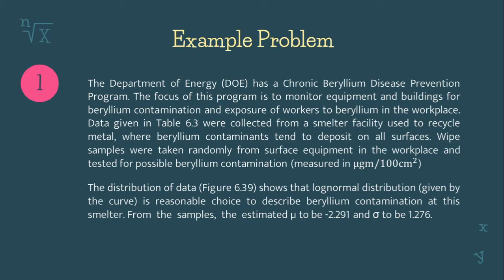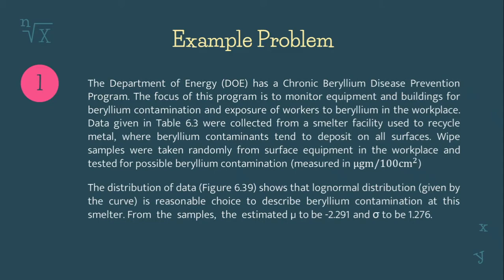Example problem number 1. The Department of Energy has a chronic beryllium disease prevention program. The focus of this program is to monitor equipment and buildings for beryllium contamination and exposure of workers to beryllium in the workplace. Data given in Table 6.3 were collected from a smelter facility used to recycle metal where beryllium contaminants tend to deposit on all surfaces.